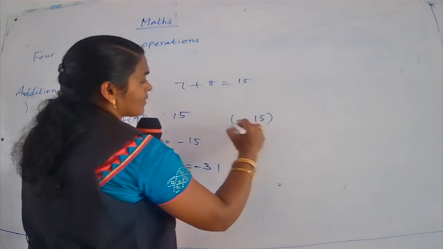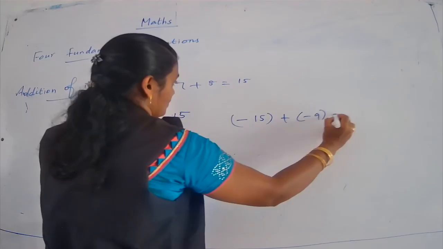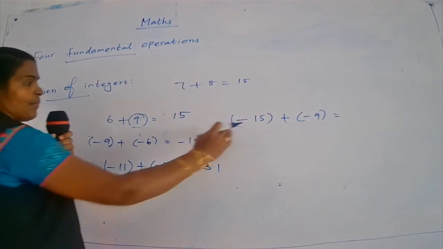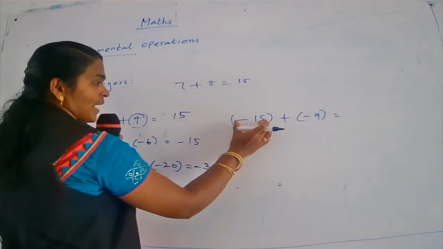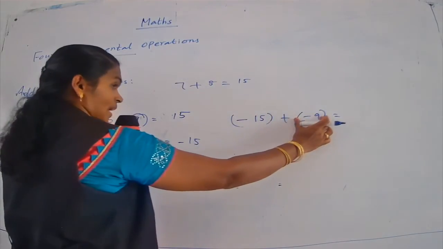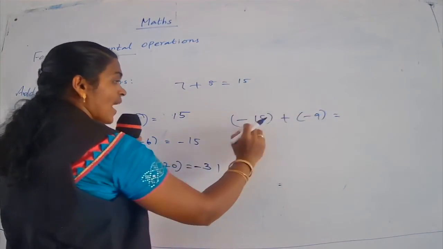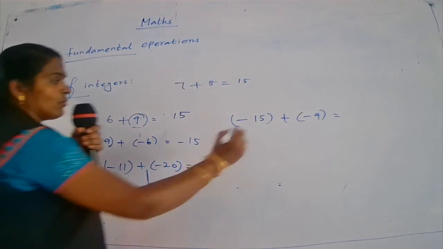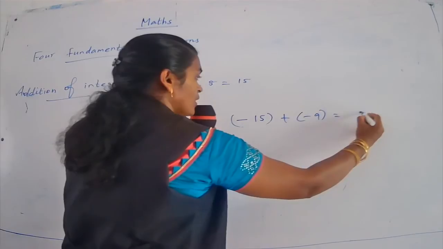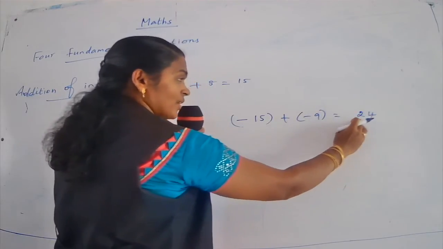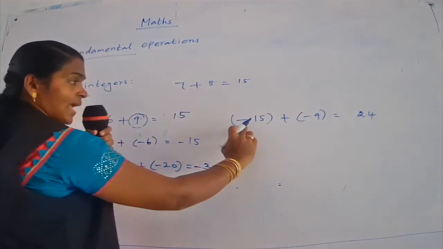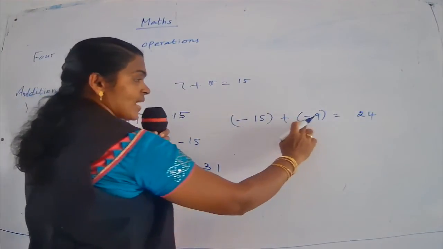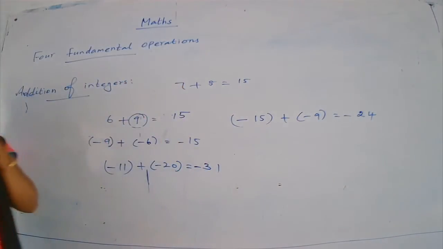Minus 15 plus minus 9. What is the answer? Minus minus, same sign. This is one integer and this is another integer. These integers have the same sign, so we can add the absolute values. 15 plus 9 is equal to 24. Then you put the same sign. Here also minus, here also minus. So your answer is minus 24. Okay, now clear? Yes.